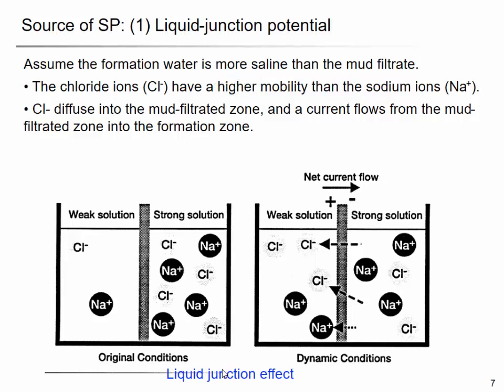So Cl diffuses faster into the mud filtrated zone, and a current flows from the mud filtrated zone into the formation water. So what it says is that if you have a chloride ion going from here to here, because the electron is moving this direction, the current will flow the other direction, right? And it's called the liquid junction effect.